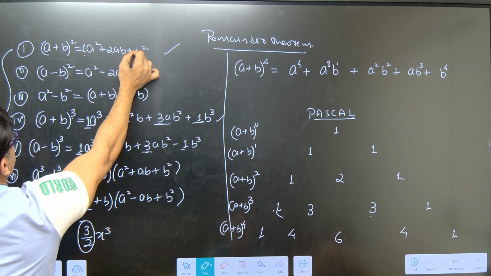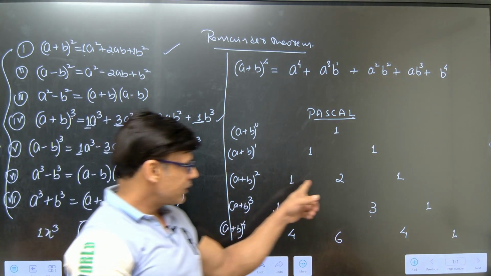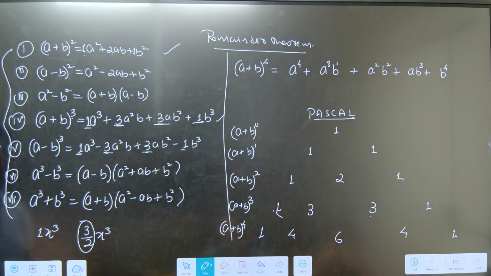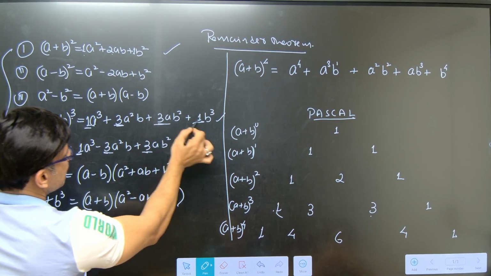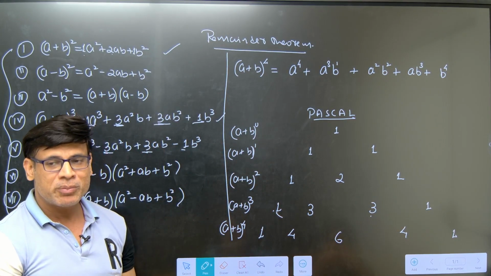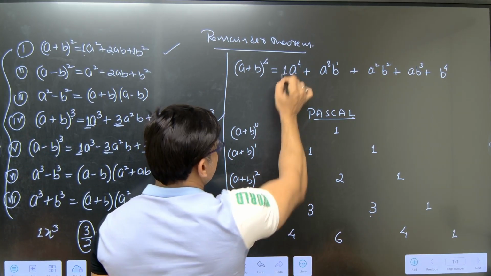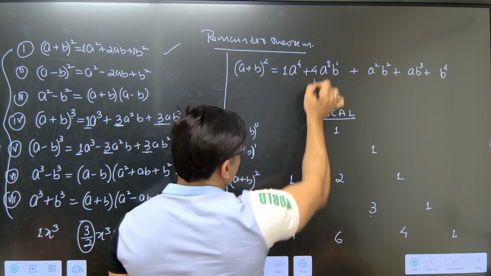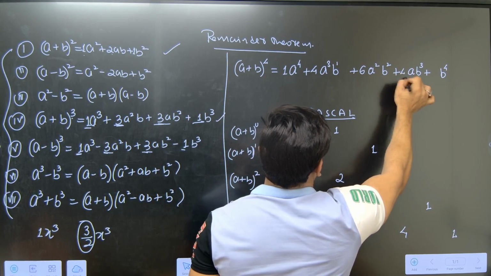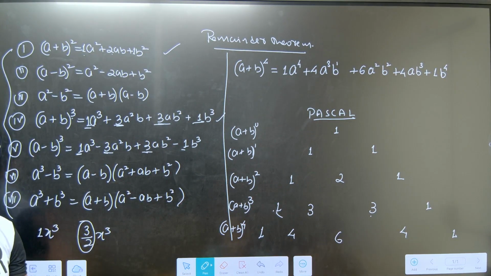1a square plus 2ab plus 1b square. Look at this. What is a plus b whole cube? 1 3 3 1. See, 1 3 3 1. So for a plus b raised to the power 4, what you will have? This 1, then 4, then 6, then again 4, and now you can find out for 5, 6, 7.